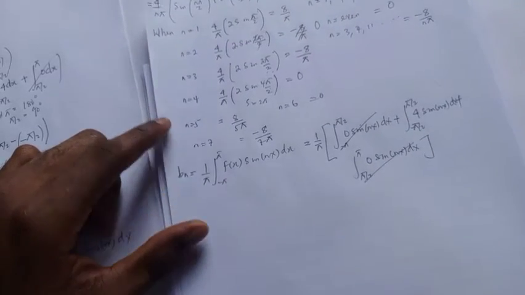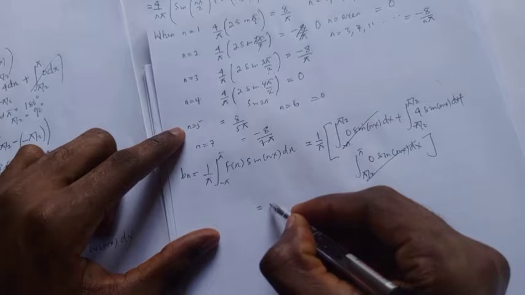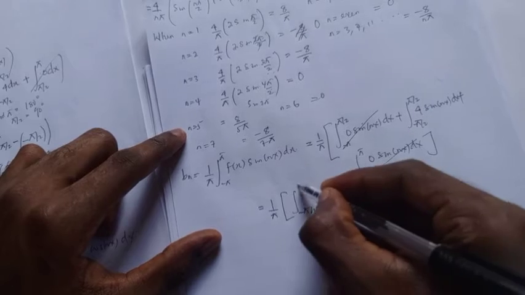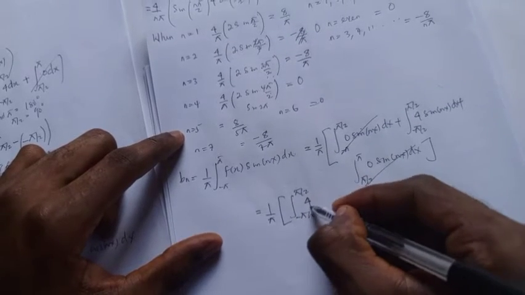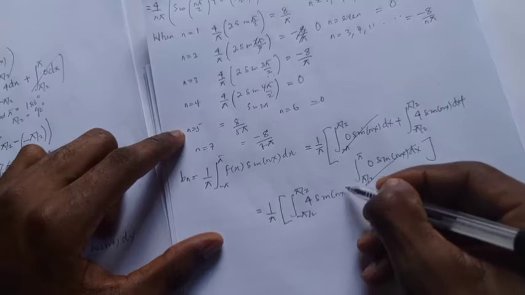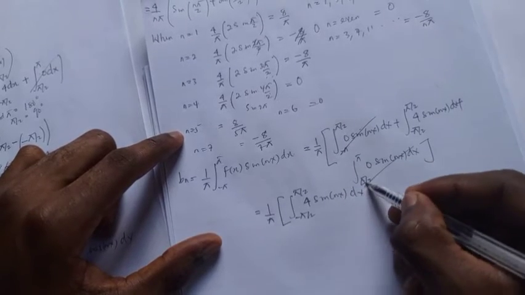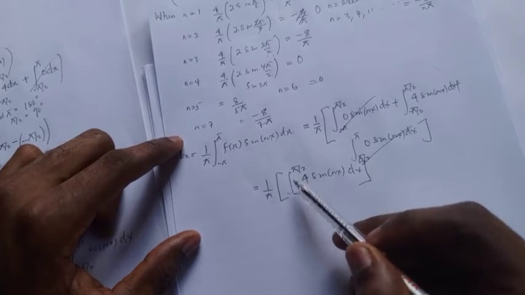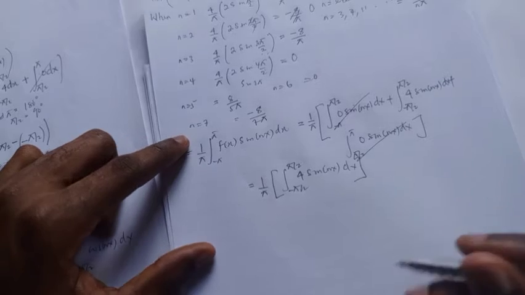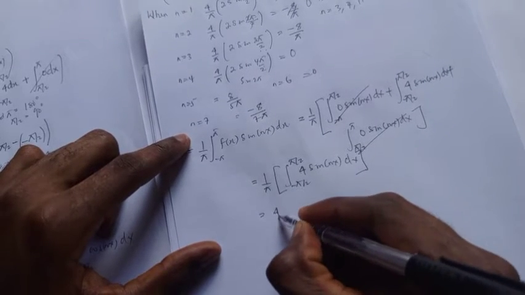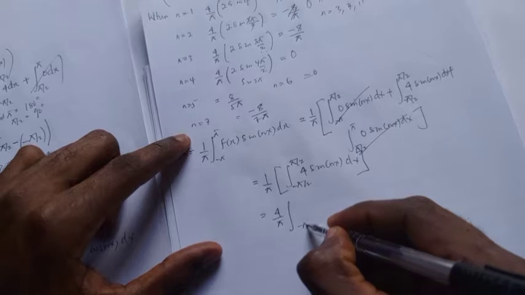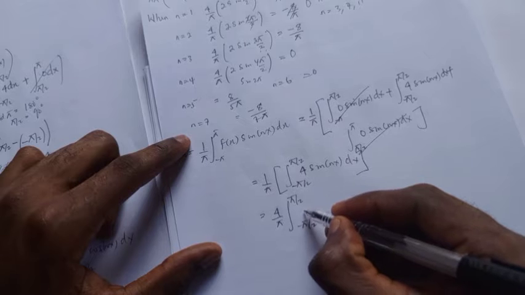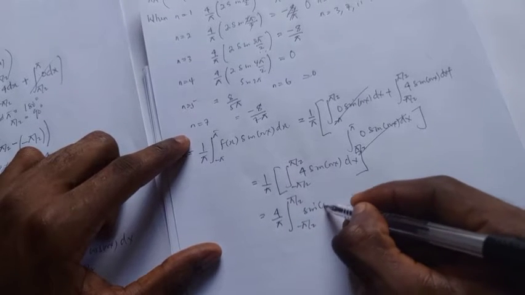Bringing the function out, we have 1 over pi into the integral of minus pi over 2 to pi over 2 of 4 sine nx dx. So this is what we have. Now, as usual, the constant can come out of the integral. So if the constant comes out of the integral, we have 4 over pi, the integral of minus pi over 2 to pi over 2 of sine nx dx.